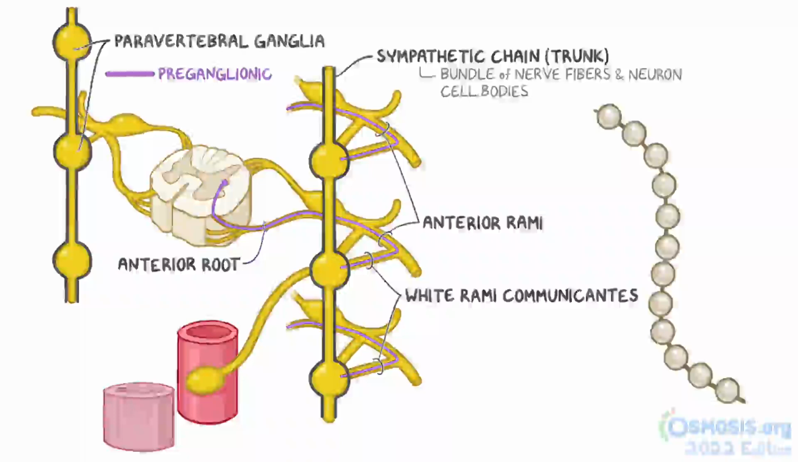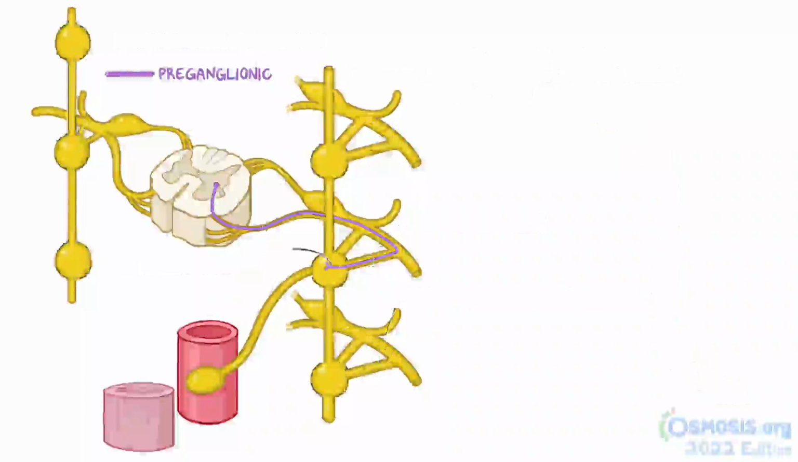Now, when the preganglionic fibers enter the sympathetic chain, there are 4 possible routes for these fibers to take to synapse with their postganglionic counterparts. First, a preganglionic fiber can enter and immediately synapse with the postganglionic cell body in the paravertebral ganglion at its respective vertebral level. Second, it can also pass through the paravertebral ganglion to ascend, or third, to descend the sympathetic chain before synapsing at a paravertebral ganglia at another vertebral level.